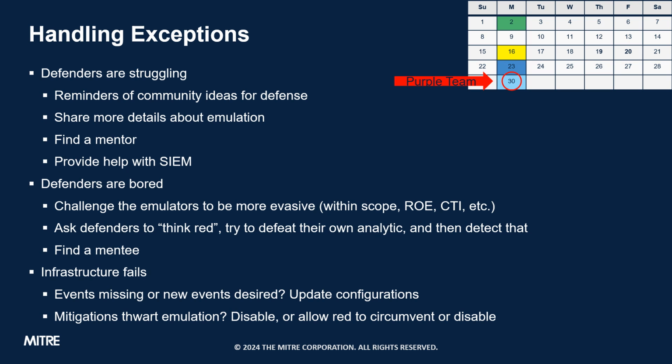Finally, sometimes the infrastructure causes some unforeseen issue despite all of the rehearsals. So work with the infrastructure team to see if there's a way to update sensor configurations or modify the environment to facilitate some new defensive ideas, or allow the emulation to proceed. In some cases, you might decide to let the emulation team disable the blocking mitigations using some realistic techniques from CTI.